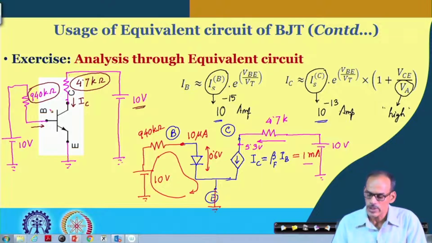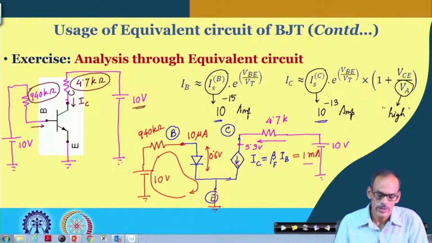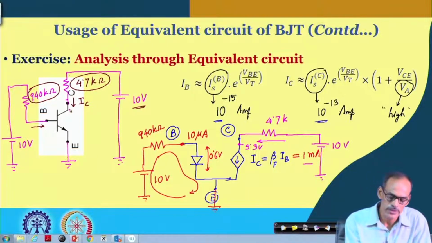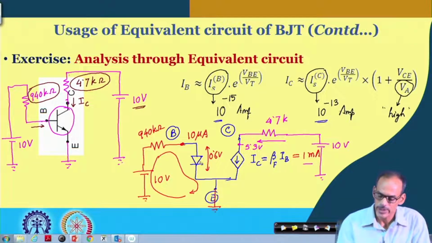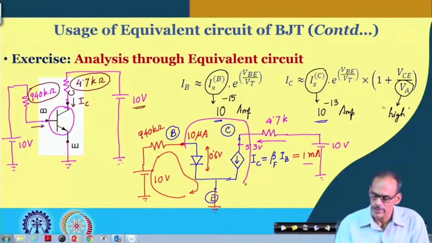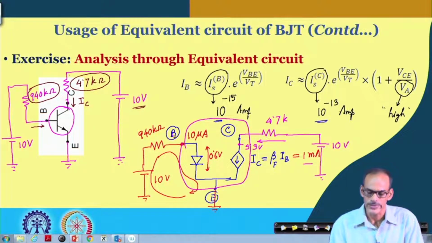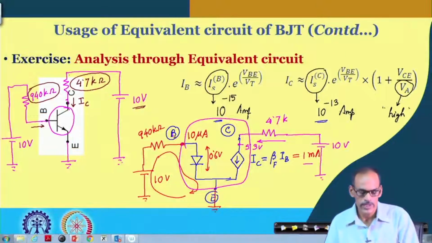So, this gives you some idea, and in fact, that ensures that the device is in the active region of operation. So, this is a simple method of finding the different branch currents of a circuit involving a BJT. As I said, we can simply replace this BJT by its corresponding equivalent circuit. We can do more practice on this one.